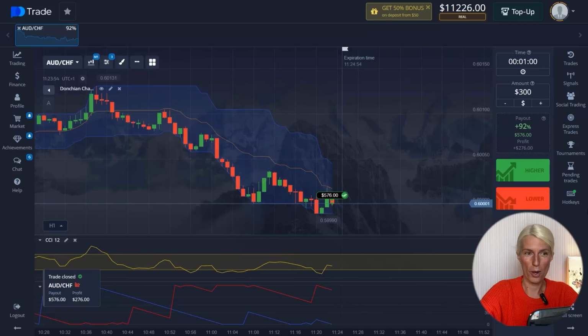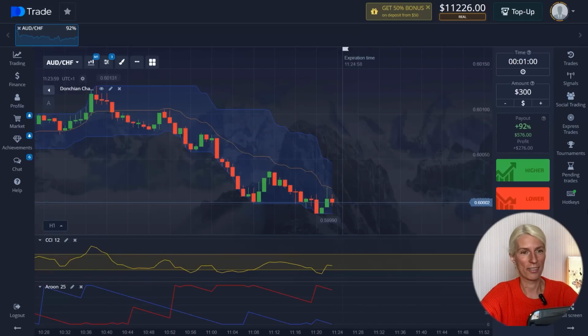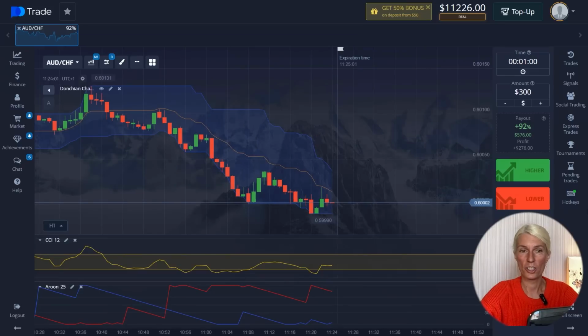And the time of our trade has ended, and it has brought us $276 again. And it so happened that the trading session came to an end, and we can recap the results. And they're pretty nice, to my way of thinking. 6 successful trades brought us $1,656. There was another trade that came back to us with a refund.